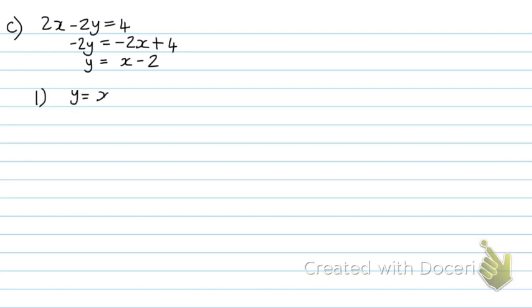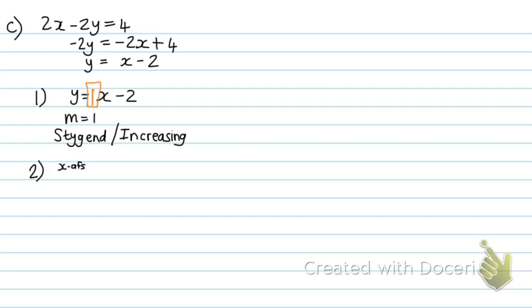Standard form is y is equal to x plus minus 2. What's in front of x? 1 is in front of x. So my m value would be 1. My gradient is 1. Is it decreasing or increasing? It's definitely increasing, because it's a positive value. Then the x-intercept and y-intercept.